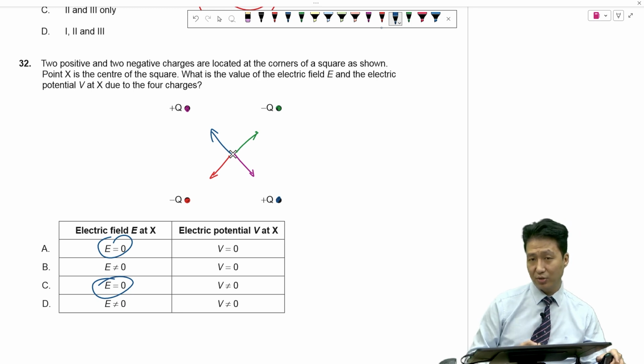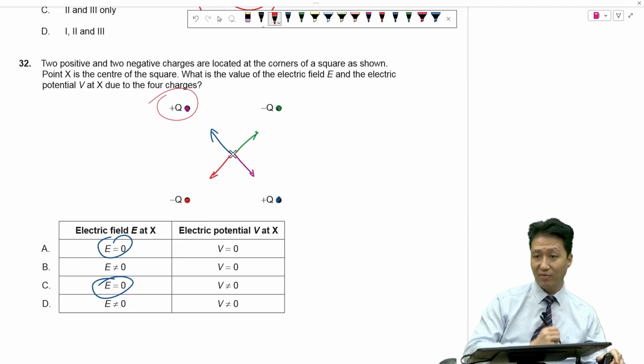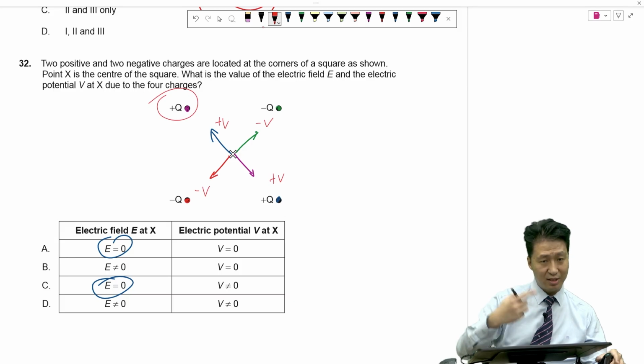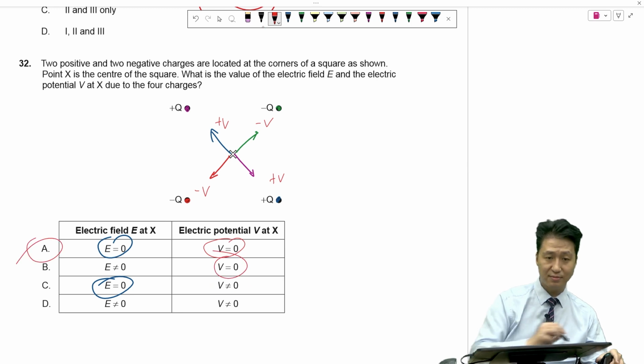What about the potential? You say, okay, potential is not a vector. You just add them normally, but a positive charge will have a positive potential, positive V. Negative charge has negative potential, negative V. They are all the same distance and all the same charge. All these values are the same. Plus, minus, they cancel out, becomes 0 again. Well, the answer is A.